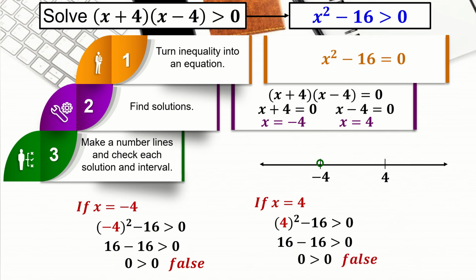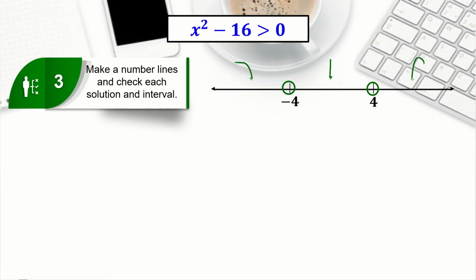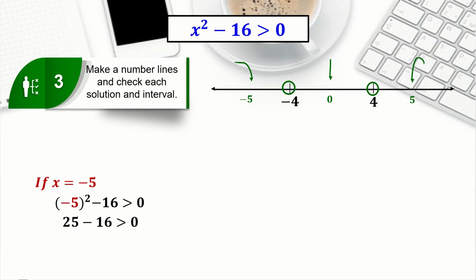That is also false, meaning positive 4 is not a part of the solution. So let's put points again here: negative 5, 0, and 5. Let's have first on the left side, which is negative 5. Substitute. We have 25 minus 16 greater than 0. 9 is greater than 0. So that is true, meaning negative 5 going to negative infinity is a part of the solution.